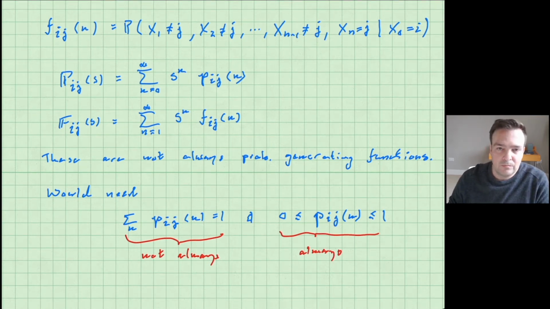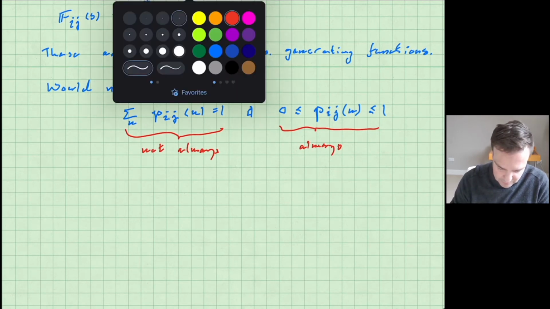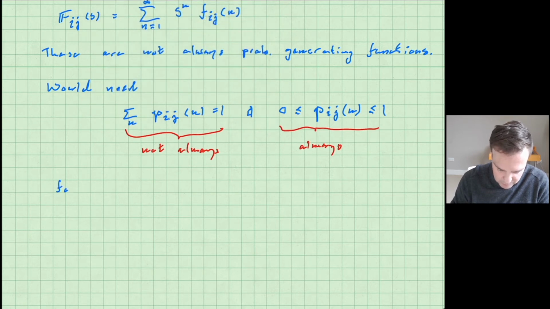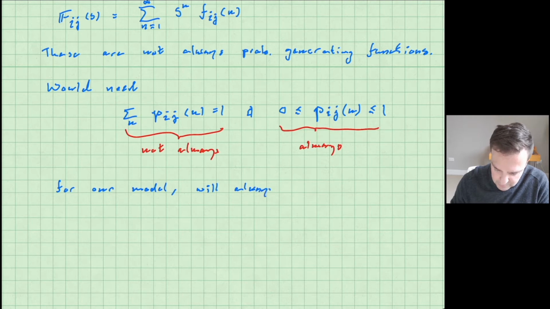Now we're going to restrict ourselves to talking about where you can go after starting at state 0. That's the topic of interest for this model. And because of that, we're going to introduce a shorthand notation that works well for our model. So for our model, and by that I mean the unrestricted random walk, we'll always have i equals 0.